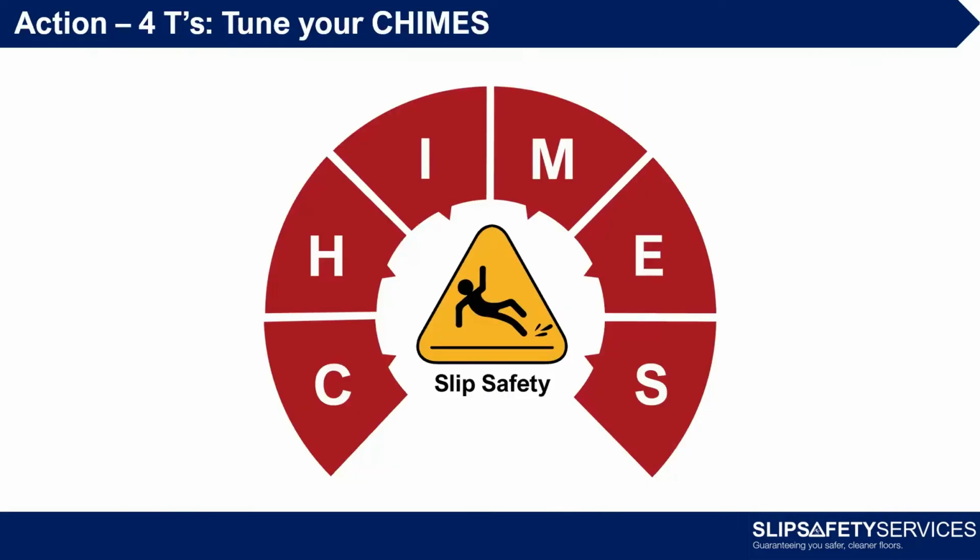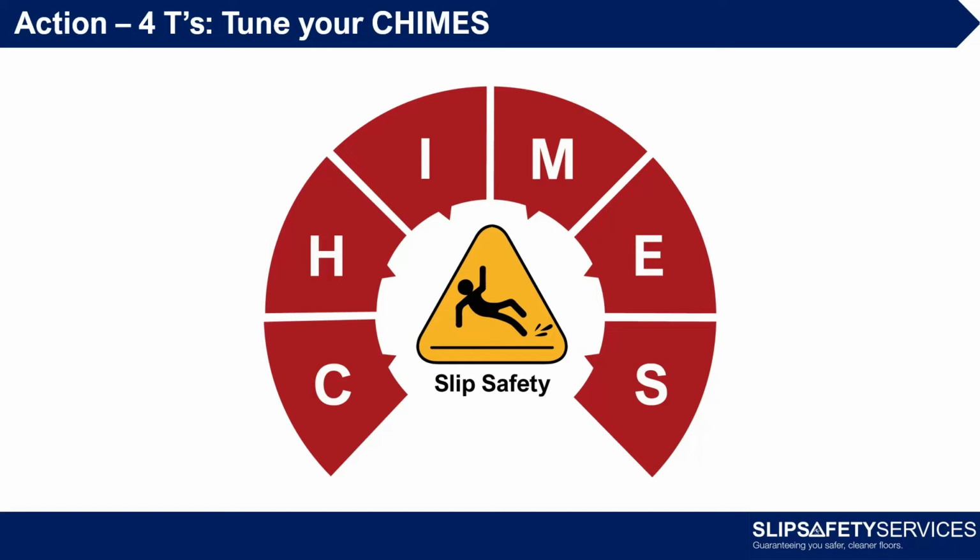From a practical perspective, I've got four T's, four things you can do that begin with T, that I'm going to share with you that will help you to actually take some action to break this cycle. The first one is tune your CHIMES, and I'm not going to go into too much detail about this because I'm going to talk about CHIMES in much more depth next week on the safety roundtable. But CHIMES is another acronym, and these are the six reasons why people slip. So C stands for contamination, H is for heel, I is individual, M is maintenance, E is environment, and S is surface.